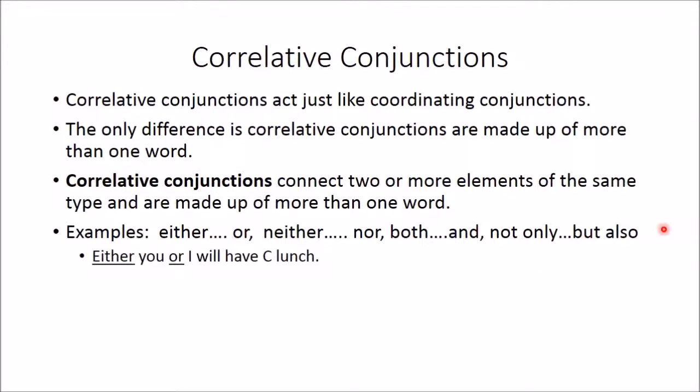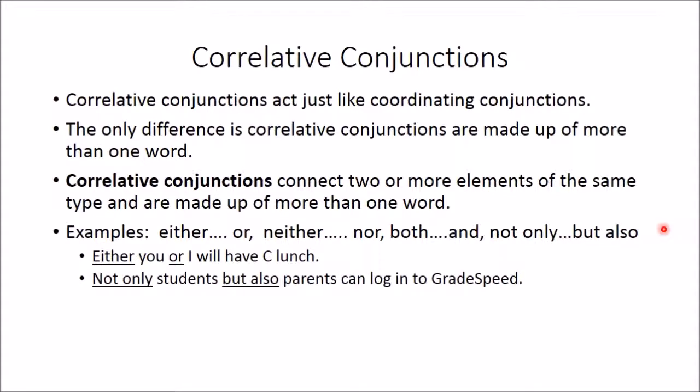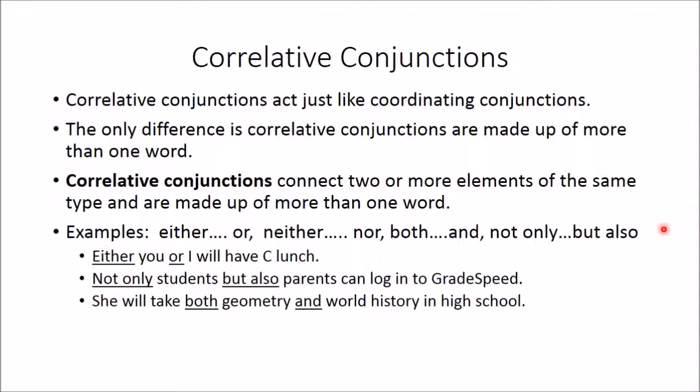Either you or I will have lunch. Not only students, but also parents can log into GradeSpeed. She will take both geometry and world history in high school. The right answer is neither A nor B. Those are examples of sentences with correlative conjunctions in them. So you can see that the correlative conjunctions are still connecting two elements of the same type. They're just using more than one word.